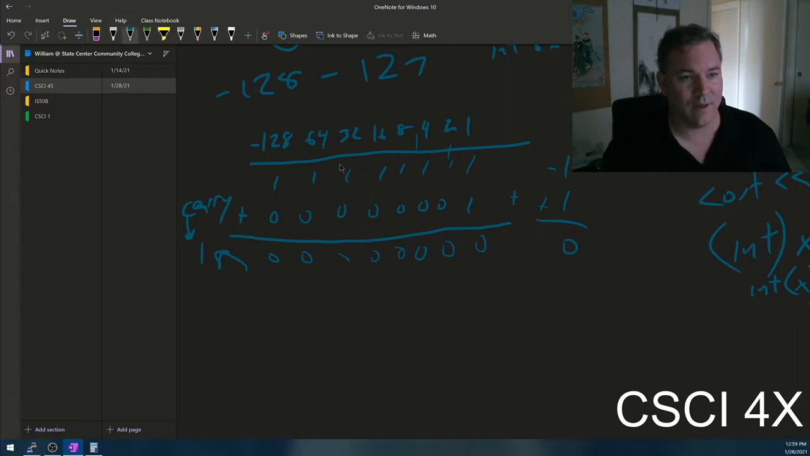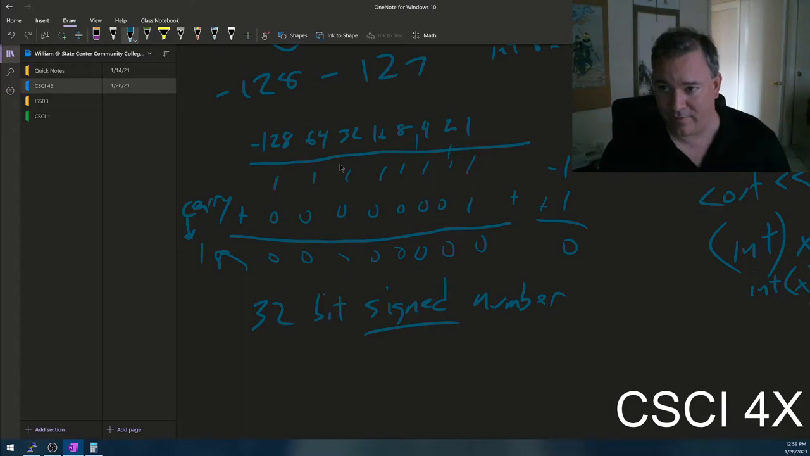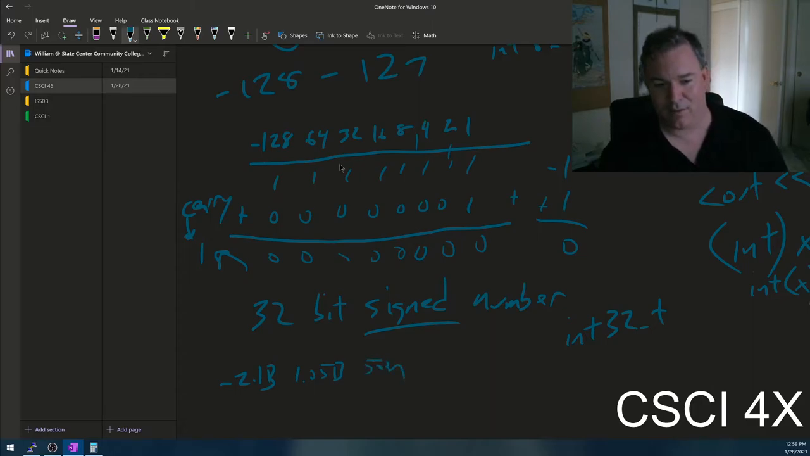What that means is that in 2's complement, for a 32-bit signed number, are you guys all familiar with what signed versus unsigned means? Signed means it's got positives and negatives. Okay. So a 32-bit signed number, which is an int32_t, the top bit would be negative 2.1 billion, right? And then the next bit would be 1.05 billion, and the next bit would be 500 million and change, right? Only with 2's complement, only the very highest bit is negative, and all the other numbers are the same.